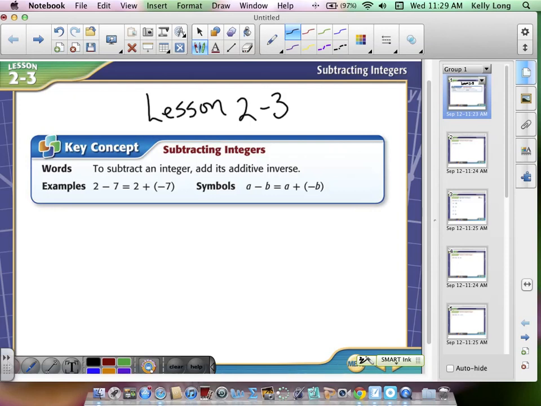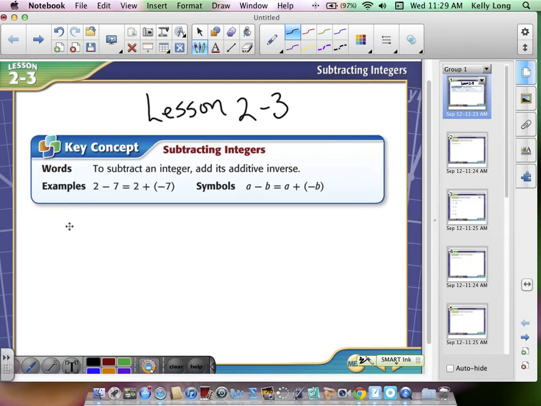Okay, and you can see on the key concept here it says to subtract an integer, add its additive inverse. Meaning you're just going to change all subtraction problems to an addition problem and change the sign of the second number. So right now go ahead and get your foldable out, lift up the subtraction flap, and this is what you're going to write. This is your rule for subtracting integers.